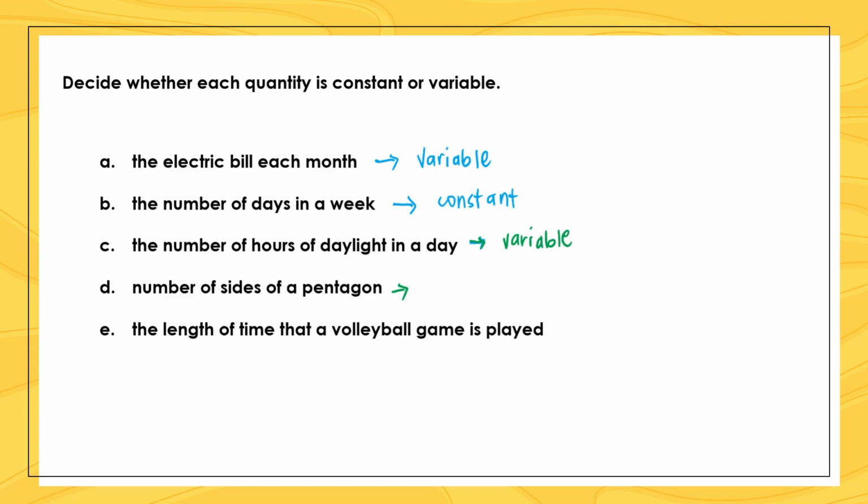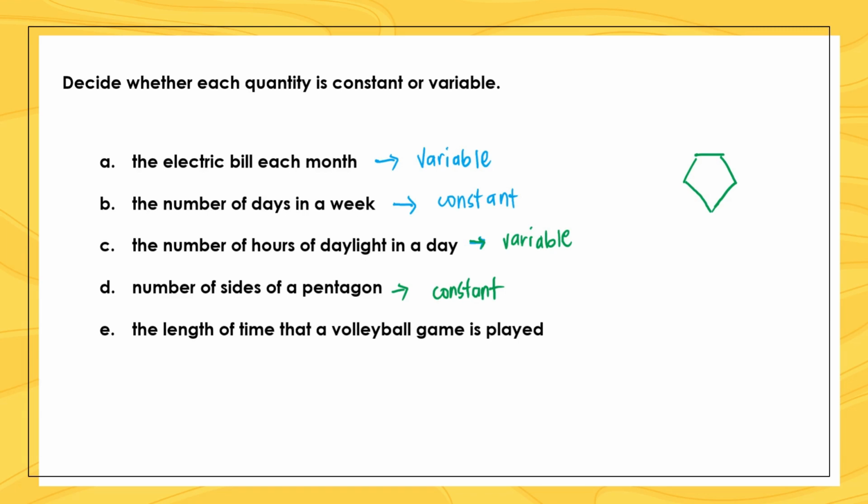So, number of sides of a pentagon, is it constant or variable? Number of sides. This is your pentagon. Is it constant or variable? Of course, this is constant. Great job. 5 lang siya, no? Kapag 6 yan, hexagon na. Pag 4, quadrilateral. Quadrilateral yan.